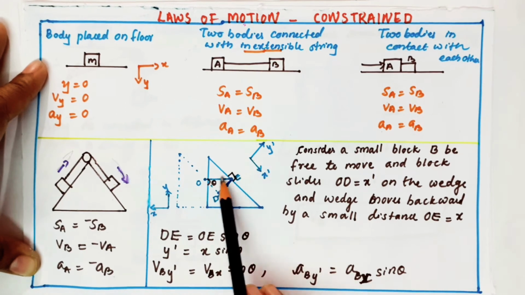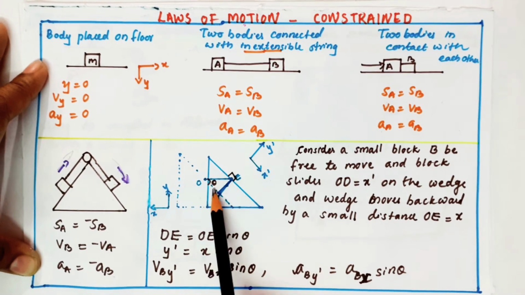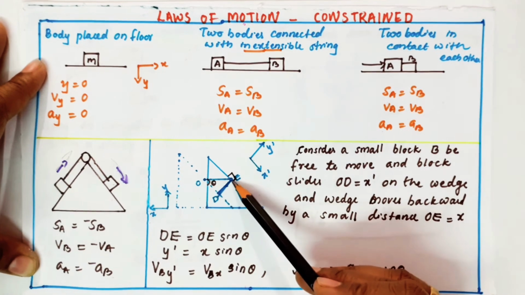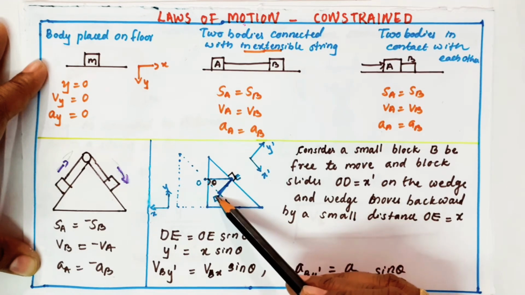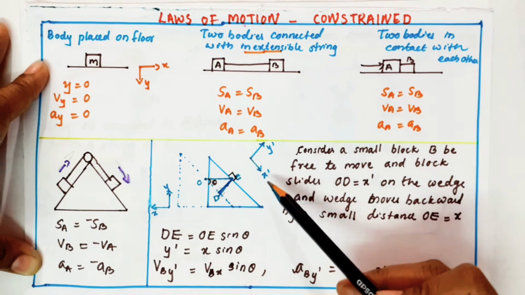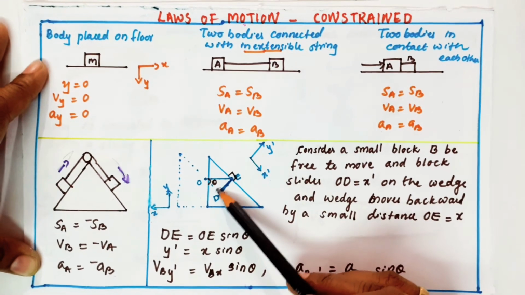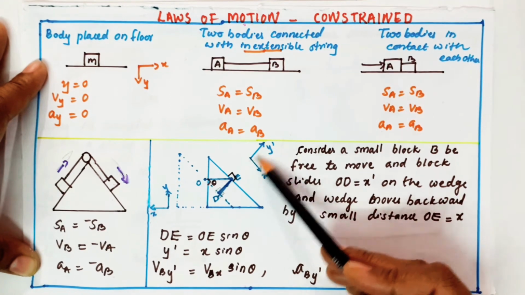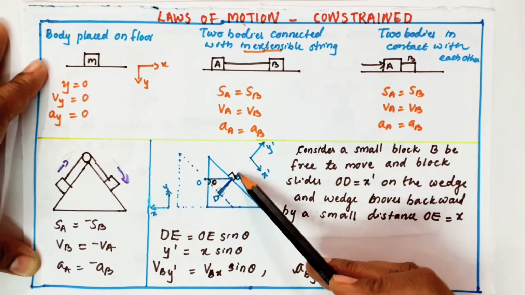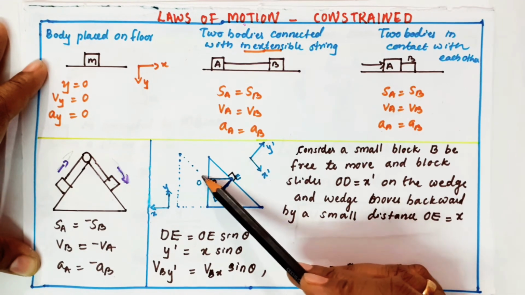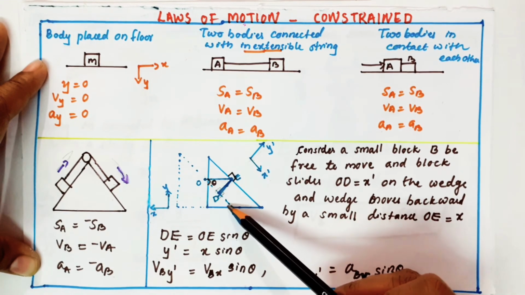So when the body is moving down, this wedge is moving back. So this is the displacement. Okay, this is one displacement. At the same time, with respect to the wedge, the body was here, and from there the body reached here. So what is the displacement? I can find this displacement DE. DE means, I showed, that is y dash. So DE I can write as OE sine theta, because we are making a right angle triangle with the position of the block.